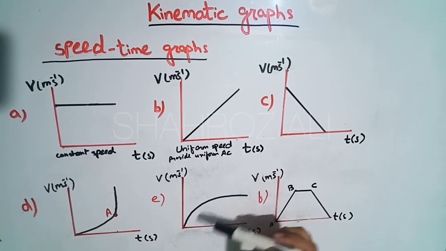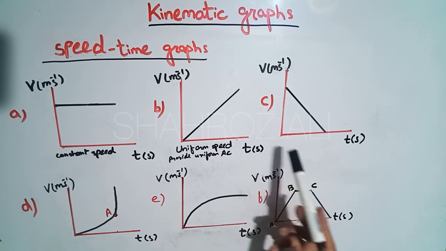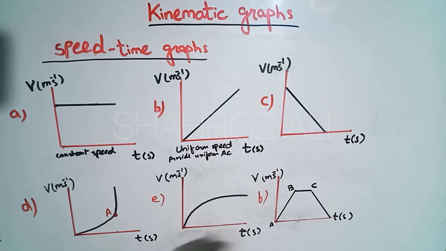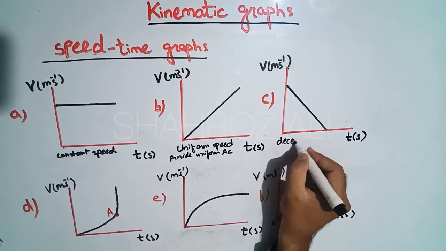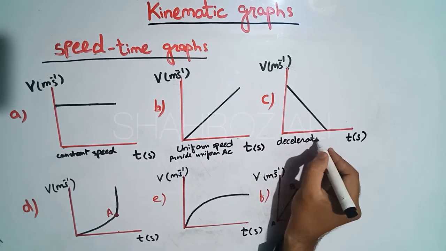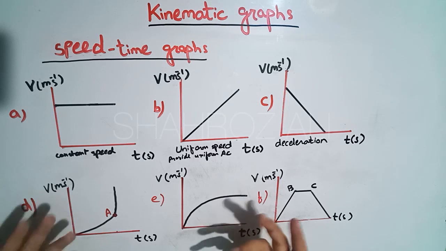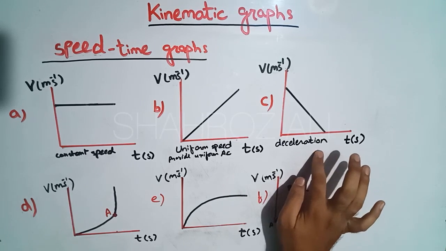Now we are talking about the third one. In the third one speed is decreasing. As you can see, the line is going downward. Time is increasing, speed is decreasing, so this is decreasing speed or deceleration. The name of this graph is deceleration, which is called the negative acceleration of the body. If the speed of the body is decreasing, then that acceleration will be known as deceleration, negative acceleration of the body.